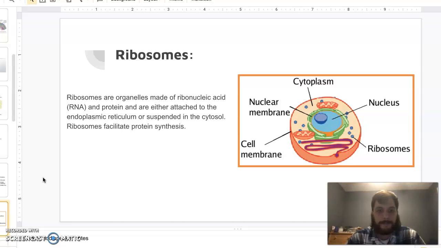The main function of a ribosome is that they facilitate protein synthesis, and that means that they play a big role in producing proteins. Synthesis is to make up something, so the ribosomes' main function is to produce proteins. As you can see in this picture, all these little dots are those free ribosomes that are in the cytoplasm, and we'll talk about the location of ribosomes and where you can find them in the cell in the coming slides.